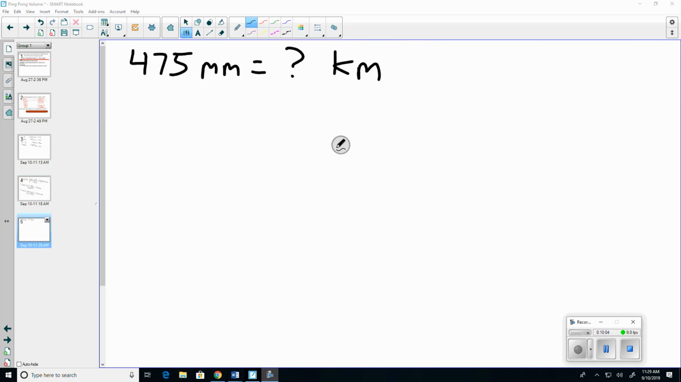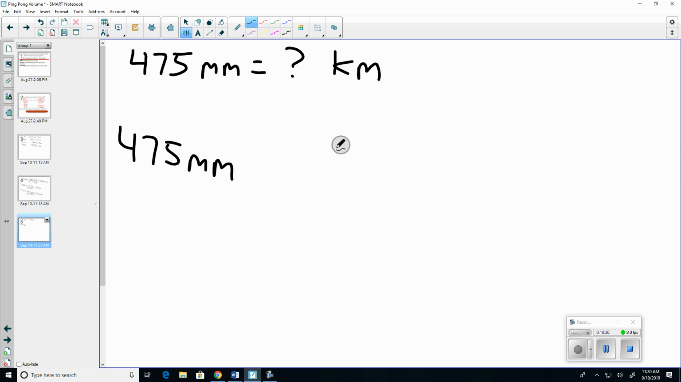Okay, what I want to wrap up this first batch of metric with before we move on. We could give you a problem like this that I have up on the smartboard. I've given you a measurement, and again, I'm not writing the entire thing out. 475 millimeters, I want you to solve for kilometers. So I'm going to write down what I'm given.